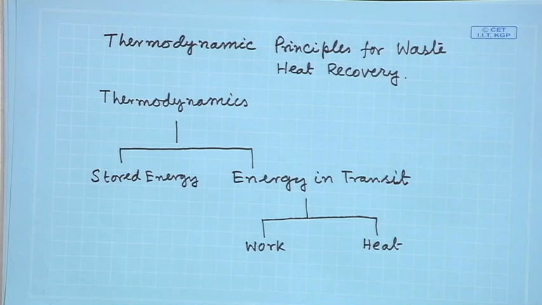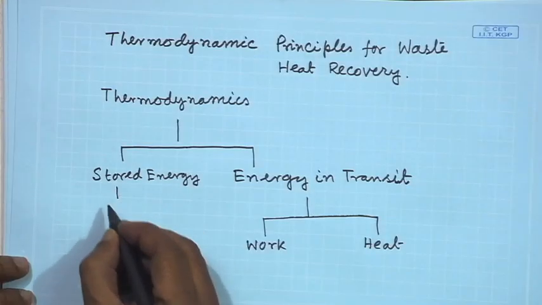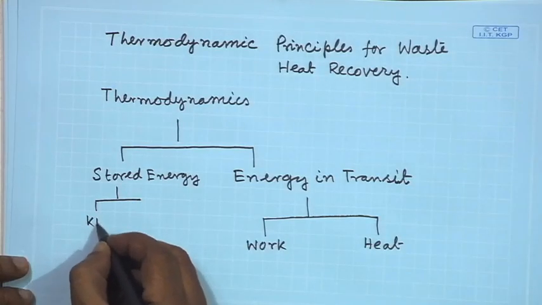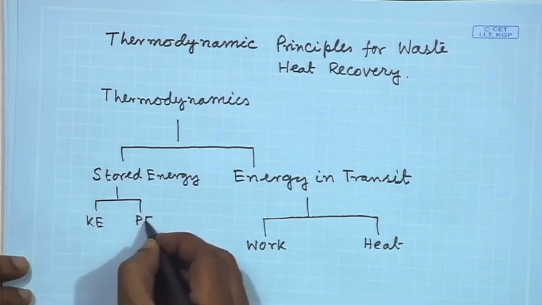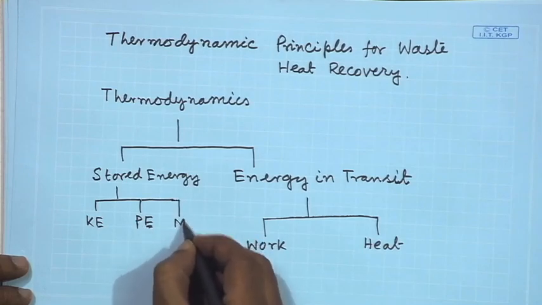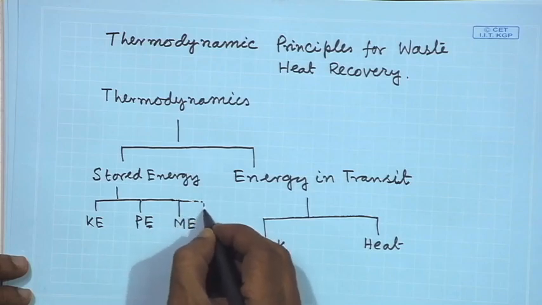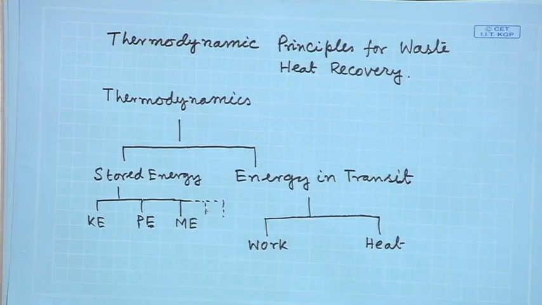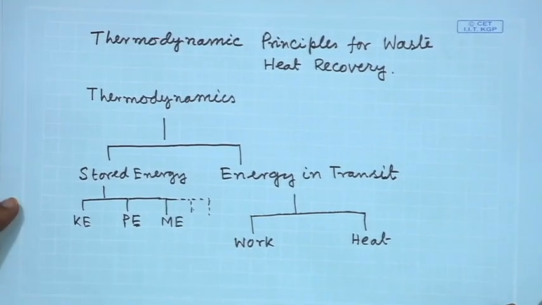Then what is stored energy? Stored energy, I have told, is associated with the mass of the substance. There could be many forms: kinetic energy, potential energy. For a magnetic substance, there could be magnetic energy, and so on and so forth. I am not writing the other forms. In fact, a good way to define stored energy is whatever is not energy in transit, and it is very easy to identify energy in transit, that is only work and heat. So, apart from work and heat, other forms of energy are stored energy.